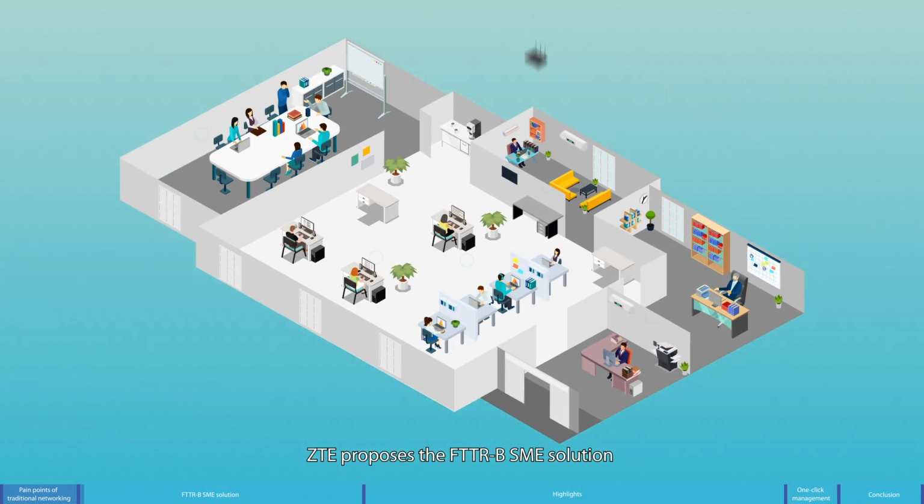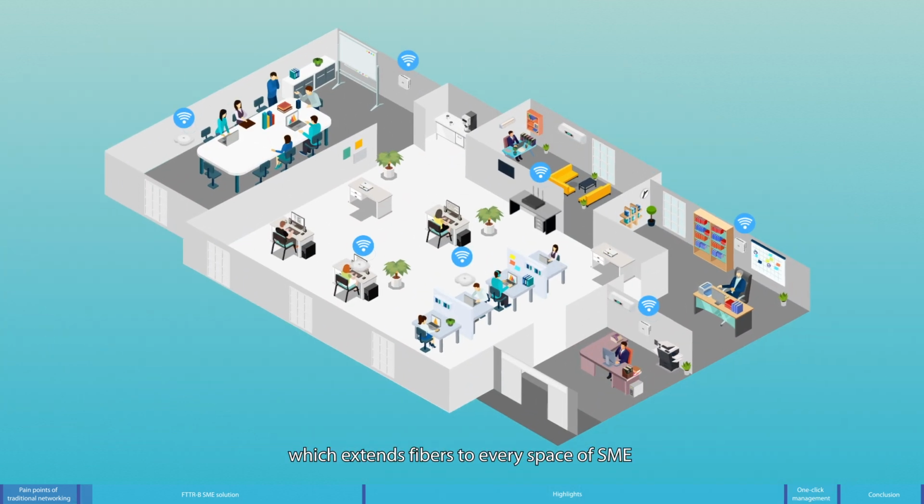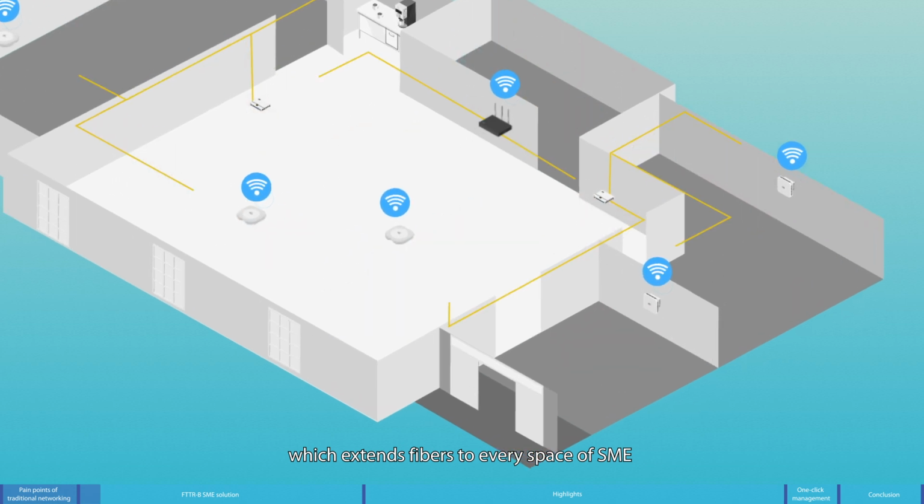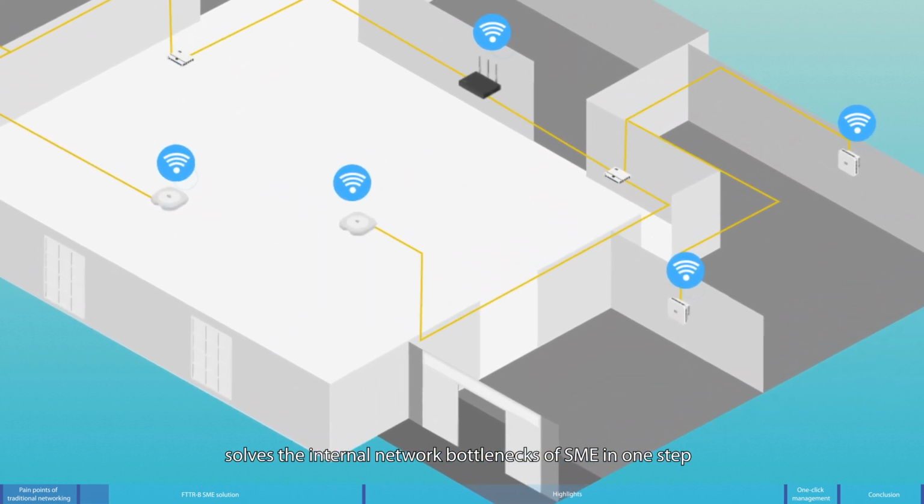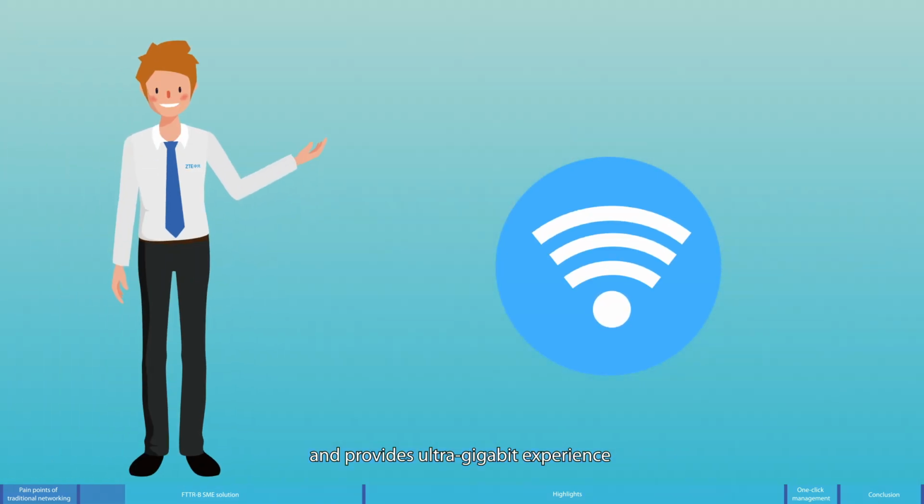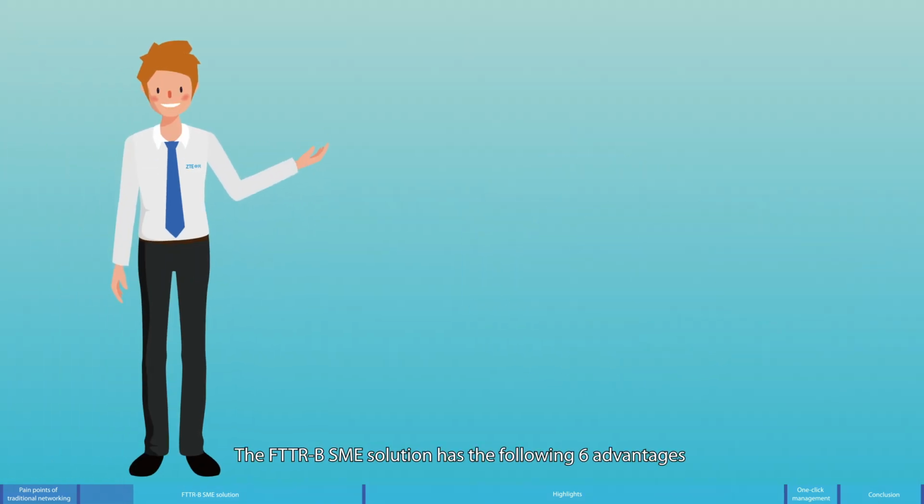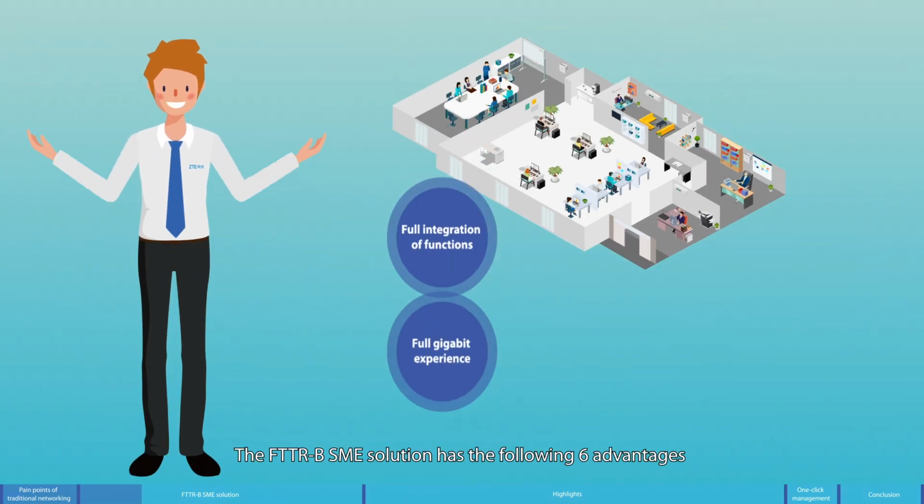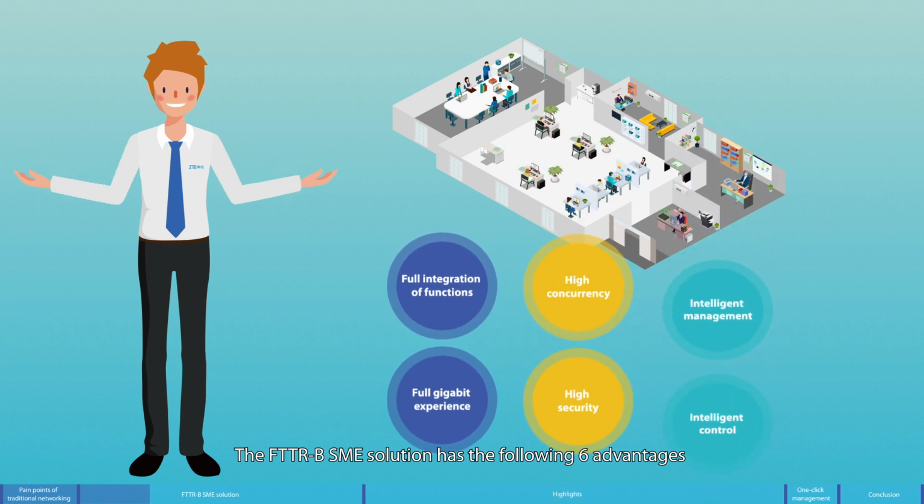ZTE proposes the FTTR-B SME solution, which extends fibers to every space of SME, solves the internal network bottlenecks of SME in one step and provides ultra-gigabit experience. The FTTR-B SME solution has the following 6 advantages.